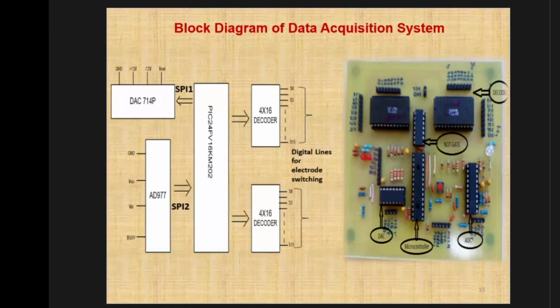So this is the overall block diagram of the data acquisition system that was developed, and this is the circuit, the first prototype. We are in the process of miniaturizing this circuit also. The whole data acquisition system supporting the parallel lines for parallel port operation to switch the electrodes is developed. This is the central microcontroller. We have the DAC 714P and AD977 interfaced via the SPI protocol.